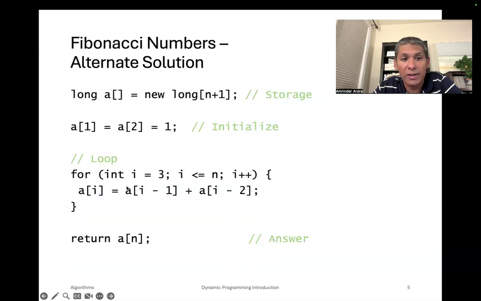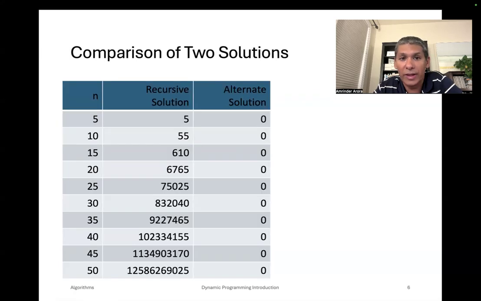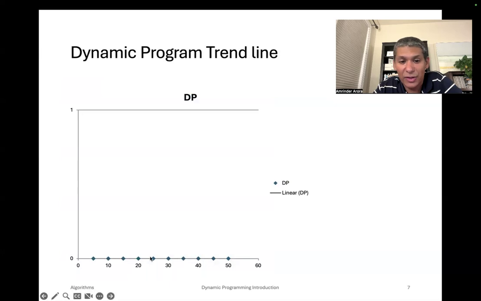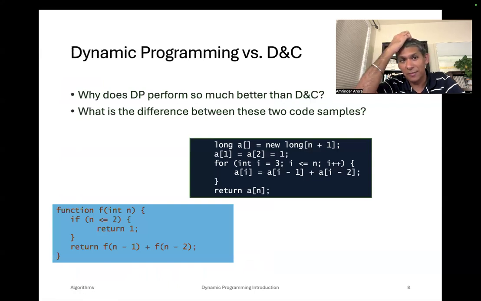It literally is linear. It takes order n time, and you can see that just because it has a single loop that goes from 3 to n here. And the trend line is also along the x-axis because you can't really time it at all. It's taking zero from the evidence here.